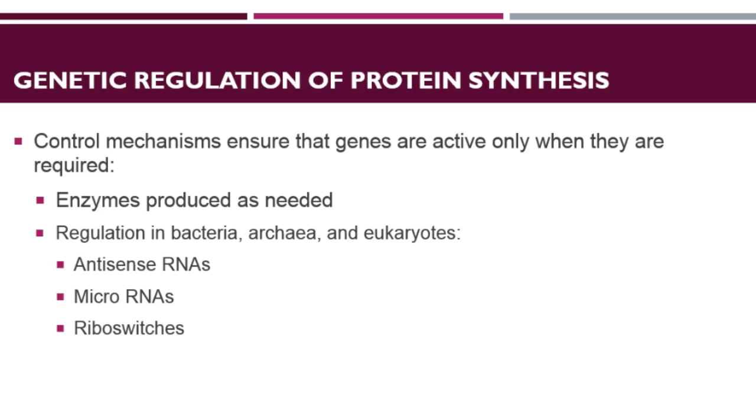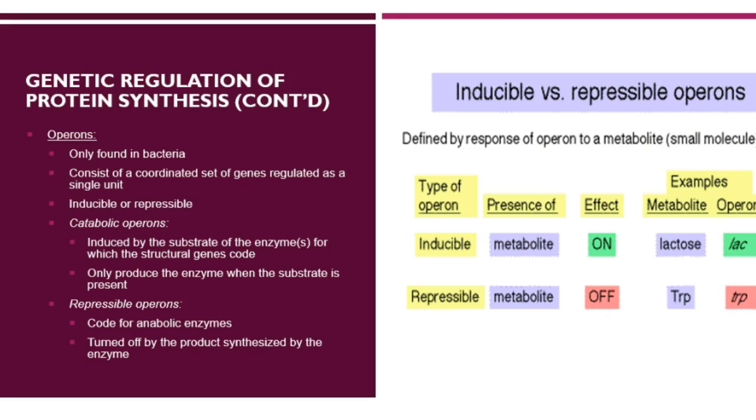Regulation in bacteria, archaea, and eukaryotes involves these 3 mechanisms: antisense RNAs, microRNAs, and riboswitches. We're not going to get into the details of these mechanisms. Instead, we're going to focus on an important mechanism that bacteria use in order to regulate their genes and protein synthesis.